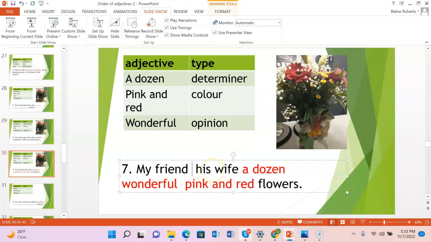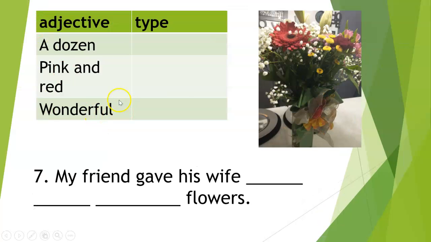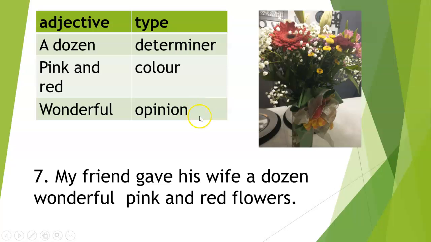And here I am giving away the answer, but I thought I should correct that. Okay, let's take a look at this. So here we've got a dozen, that's a number. Pink and red, wonderful. So we know that a dozen is a determiner, pink and red is a color, and wonderful is an opinion. So we would say this: My friend gave his wife a dozen wonderful pink and red flowers.